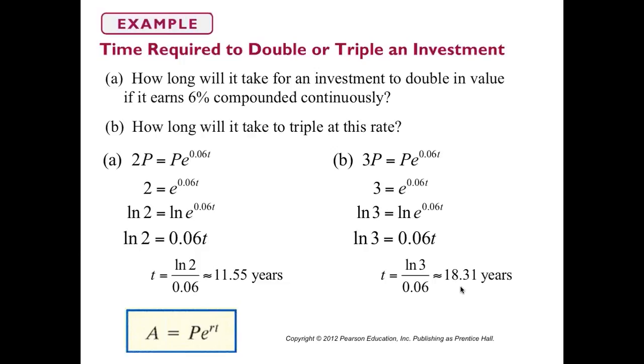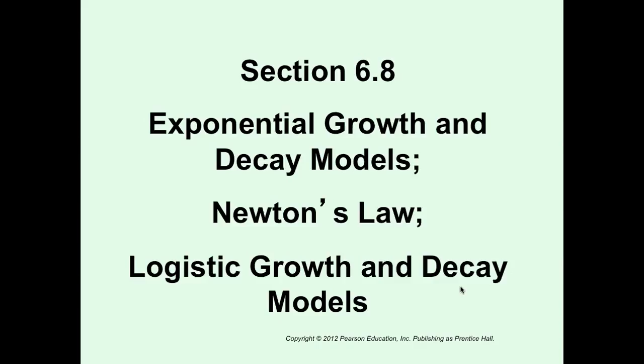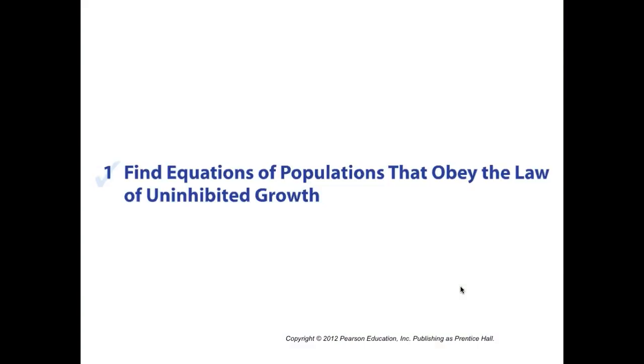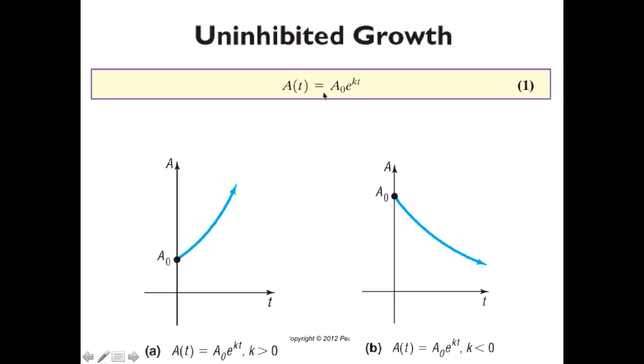Okay, how long will it take to double an investment if it earns 6% compounded continuously? And then how long would it take to triple at this rate? So since it's compounded continuously, we're going to be using this formula down here, A equals P times e to the rt. And again, we just plug in 2P for our future value because we want it to be 2 times our principal. Divide by P, so we get 2 equals e to the 0.06t power.